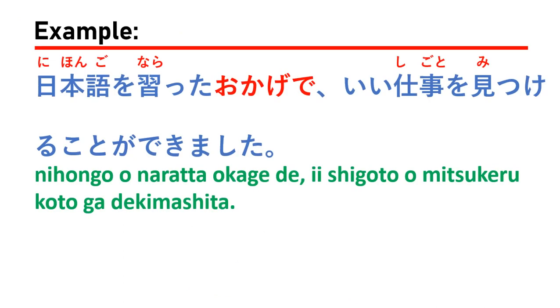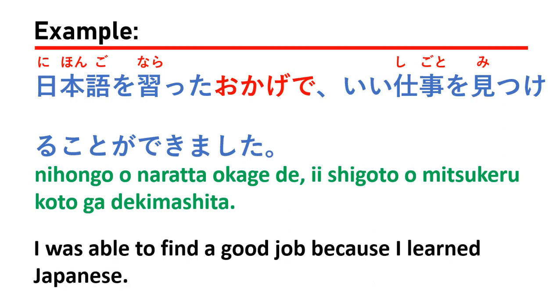The first example: 日本語を習ったおかげで、いい仕事を見つけることができました。That means I was able to find a good job because I learned Japanese.